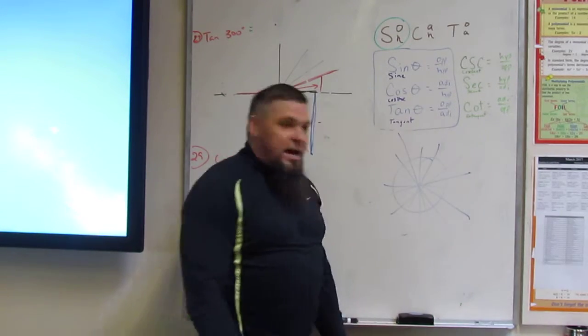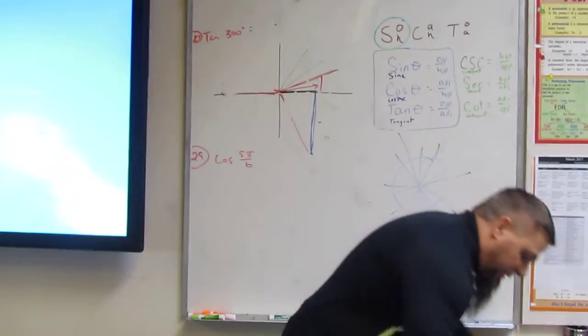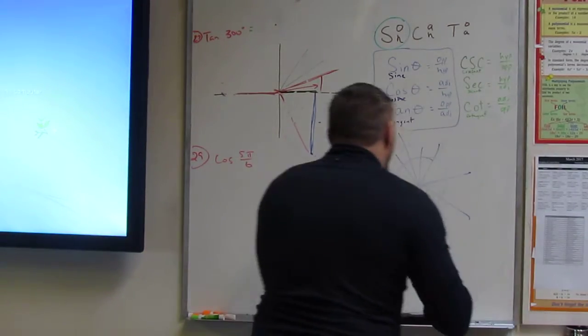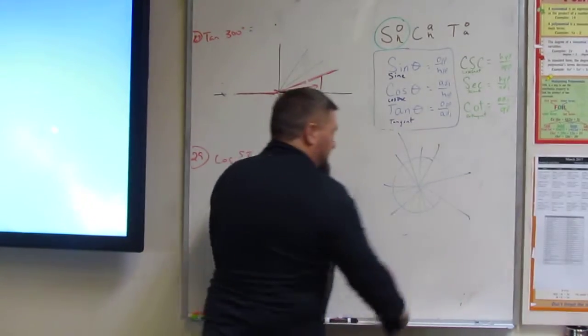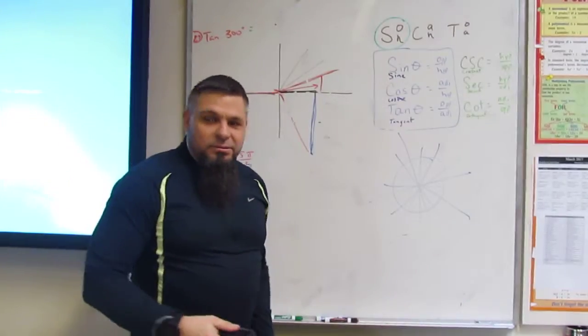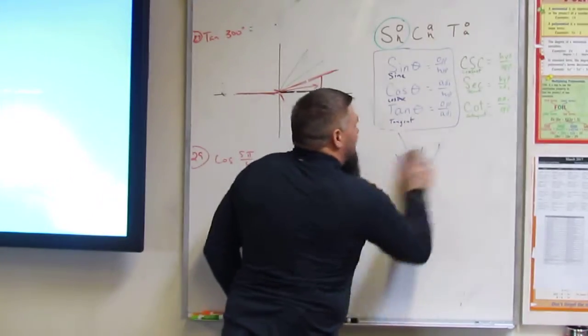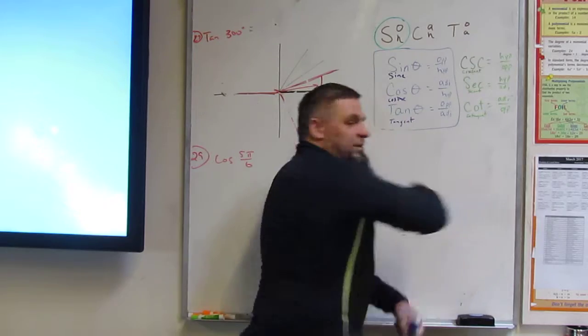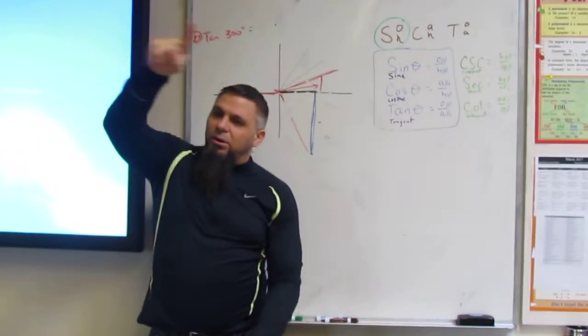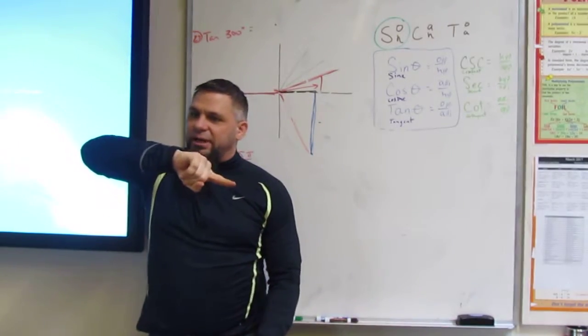And then you put in your 30s, right? And that's your unit circle. Doesn't it look perfect? Not really. But at least I have it to start with, and I know where all my 30s, 60s, 90s are, right?